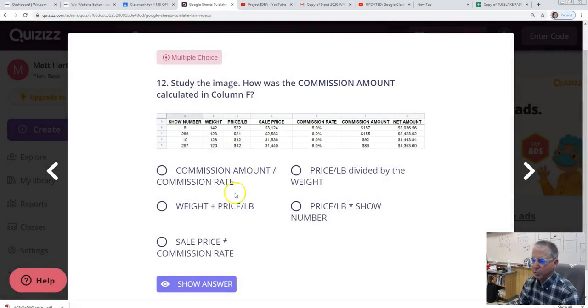This is division, addition, another division. Here's multiplication. What's this? Price per pound times show number. Once again, show number is never going to be the correct answer because show number is a label. Sale price times the commission rate. That's the one that we're interested in. Sale price times the commission rate will equal the commission amount.